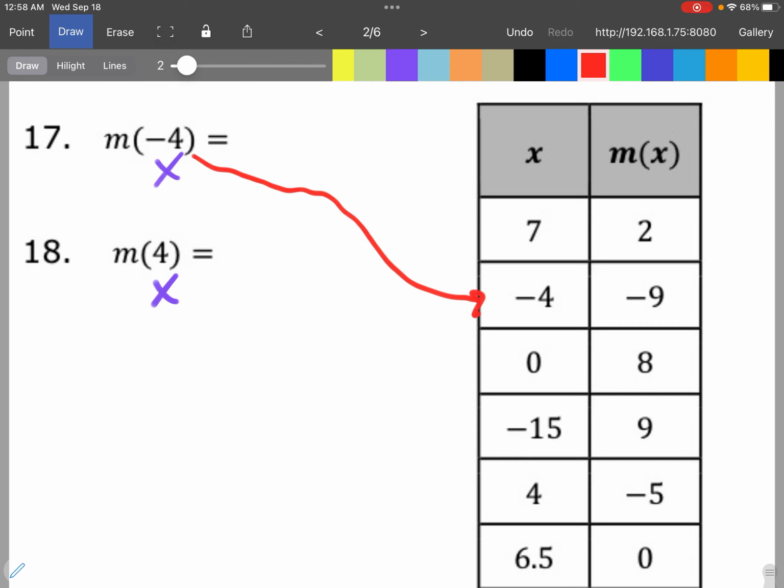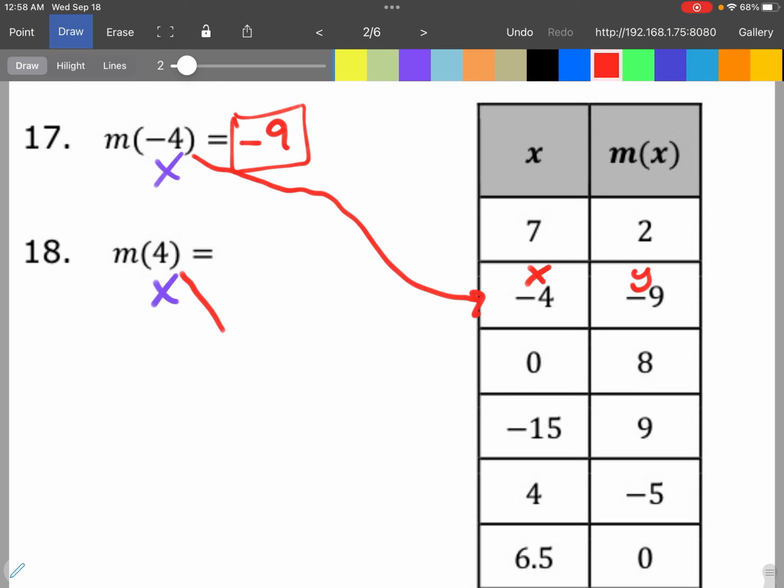Bam, right there. X is negative 4. When x is negative 4, y is negative 9. Easy money. And right here, when x is positive 4, y is equal to negative 5. This is how you read it from a table, okay?